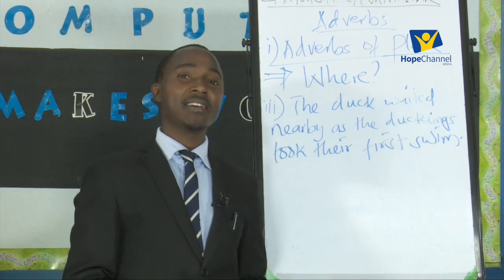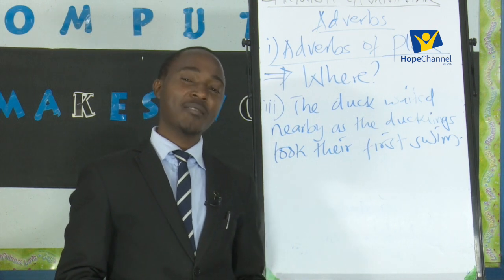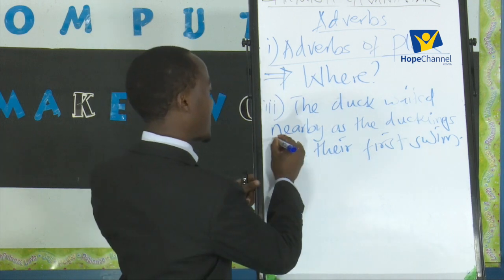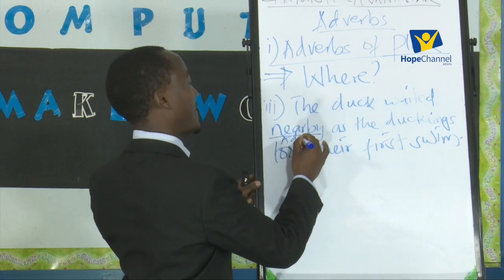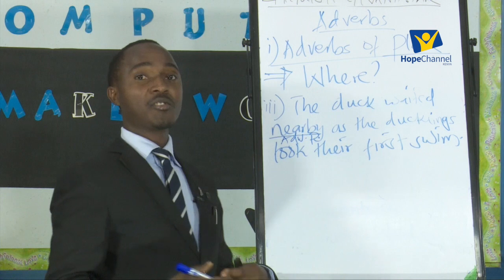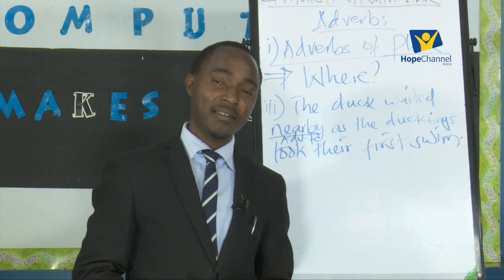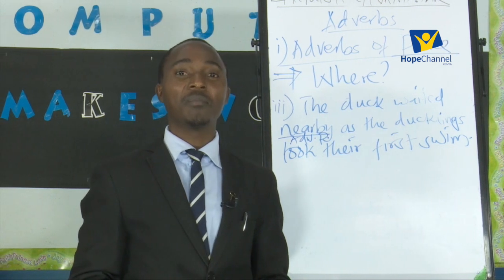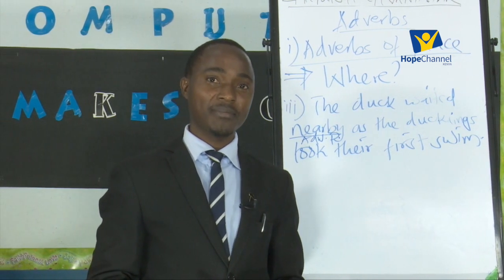So the question again here is, where did the duck wait? The answer is nearby. So nearby is our adverb of place, answering the question where the duck waited. We take a short break, and when we come back, we look at more types of adverbs.